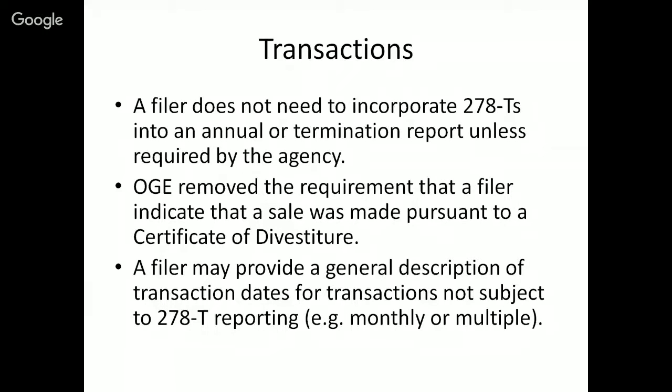Filers are no longer required to indicate that the sale was made pursuant to a certificate of divestiture. And if a filer is making a report on the annual report for something that didn't need to be reported on the T's, or for something that was already reported on a T, they may use general dates like monthly or multiple or quarterly. However, if it is a stock transaction that was missed during the year or a bond transaction that was missed during the year and would have had to be reported on a T, they are required to provide the dates.